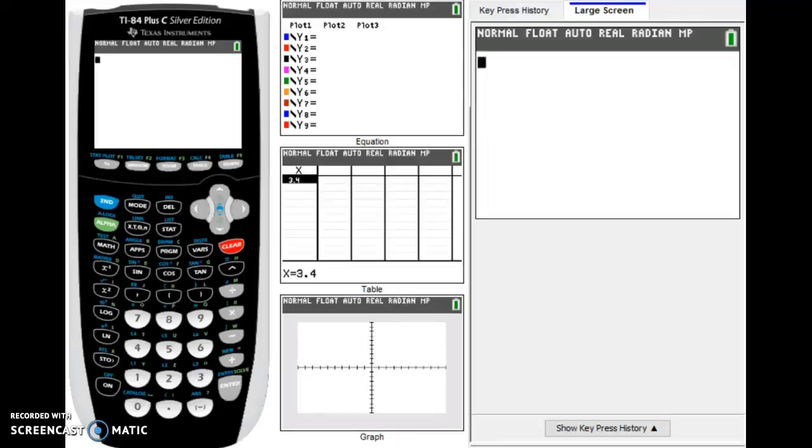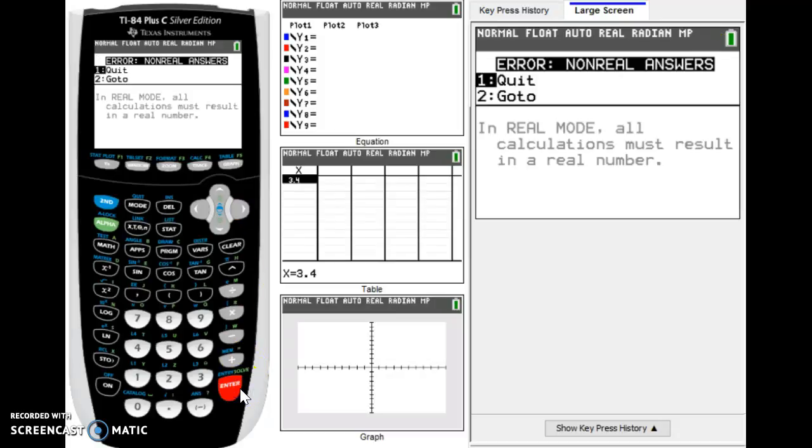So we want to look at how to use our calculator to work with complex numbers. Normally, if I am in my standard calculator settings and I try to take the square root of a negative number, I'm going to get an error. In real mode, all calculations result in a real number.